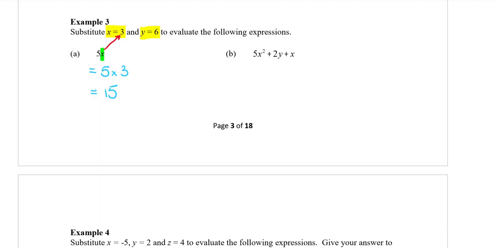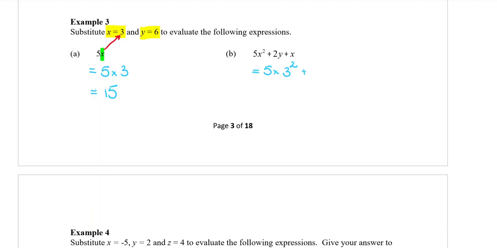Okay, let's try part B. It's a little bit harder. So we have first line, we're going to sub in. 5x squared is going to be 5 times by x, which is 3, and then we need to square that, which we can do on the calculator.